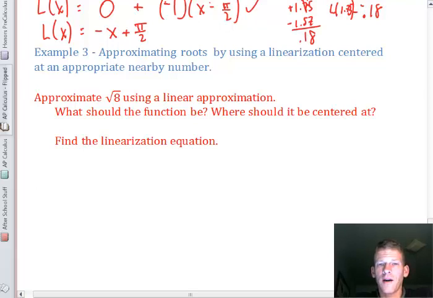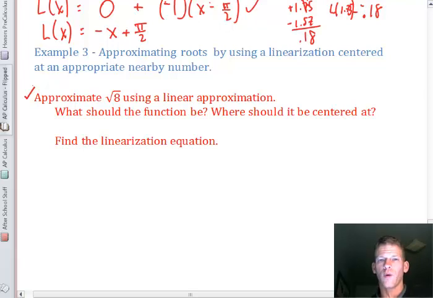So this is an example of the type of problem they're going to give you, and they're expecting you to make a linearization on your own without too much hand-holding, if you will, or leading you along and telling you exactly what to do. So here's what they're trying to get you to do. This first example says approximate the square root of 8 using a linear approximation. What should the function be that you use to do this linearization? Where should it be centered at? And then they want you to find the linearization equation.